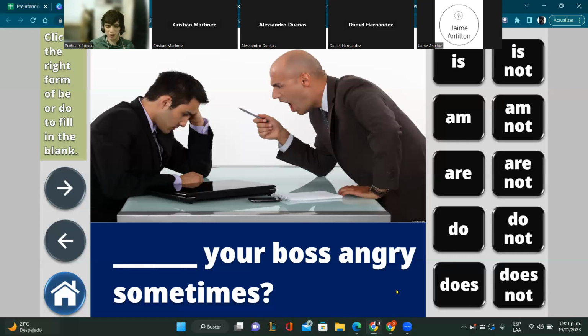So, we have angry. Angry is an adjective. ¿Cuál es el verbo que nosotros ocupamos para hablar de adjetivos mayormente? No siempre, pero principalmente. To be. Very good. We use verb to be. So, if we are using verb to be and we have third person, which is the correct option? Is your boss angry sometimes? Excellent. Is your boss angry sometimes? Very good.